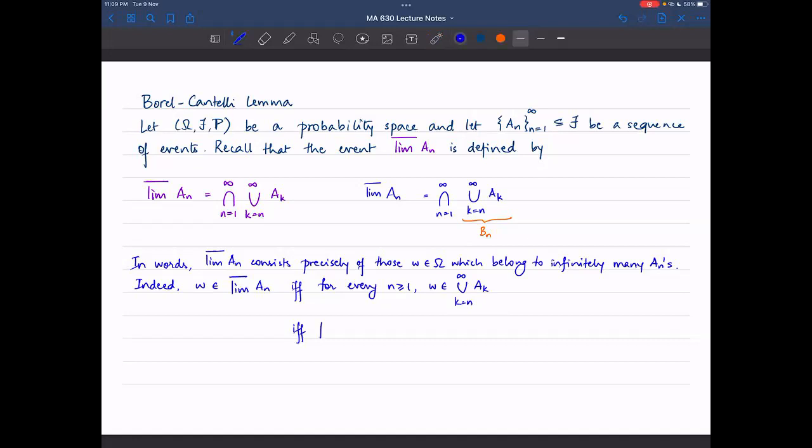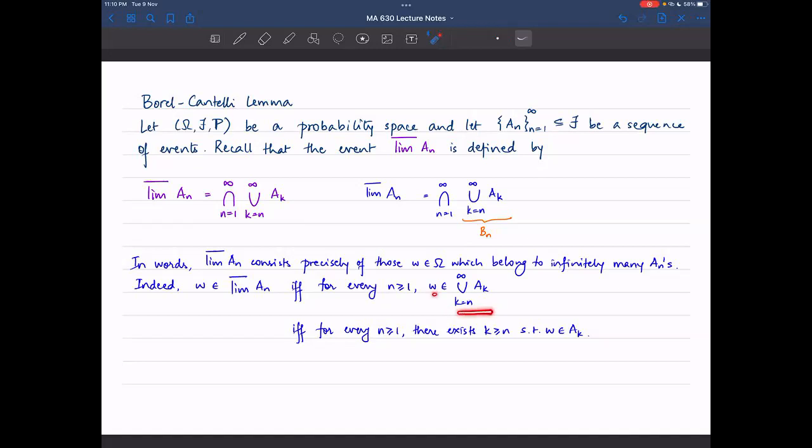So what we get is, if and only if for every n greater than or equal to 1, there exists k greater than or equal to n such that omega is in A_k. All right. So omega is in lim sup A_n if and only if omega is in this quantity that I'm underlining. This quantity is the intersection of these unions. So omega is in lim sup A_n if and only if for every n greater than or equal to 1, omega is in the union of A_k going from n to infinity.